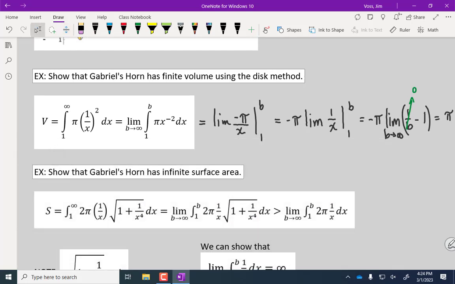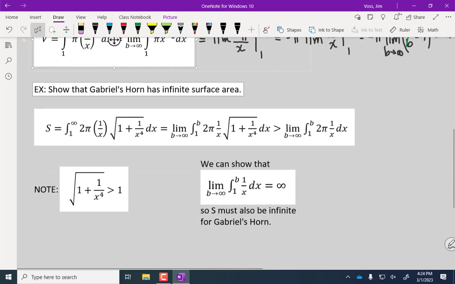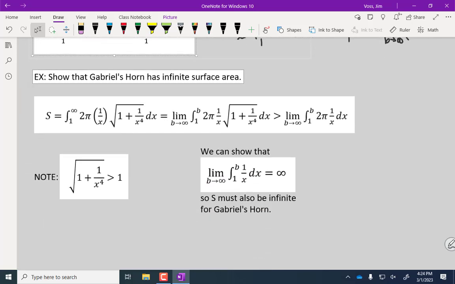Now let's look at surface area. Unless you have a question on finding that volume. Any snags on the volume? Disk method, pi r squared. Okay, so surface area, this is not going to be on the exam.